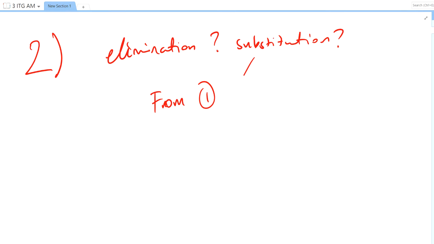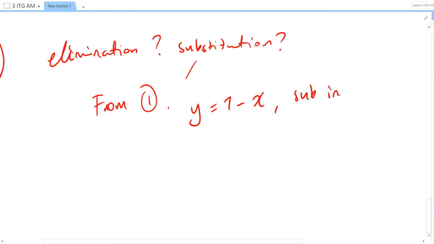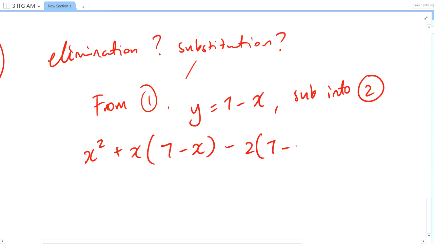From equation number 1, do you want to make x or y the subject? Y. You want to make y the subject. In this case, it doesn't really make a difference because either x or y, you'll still have to expand it. So make y the subject: y equals 7 minus x, and the next part, sub into 2. So you must have named the equations beforehand. So we will get x squared plus x times (7 minus x), minus 2 times (7 minus x) squared equals 10. Right, this is the substitution step.